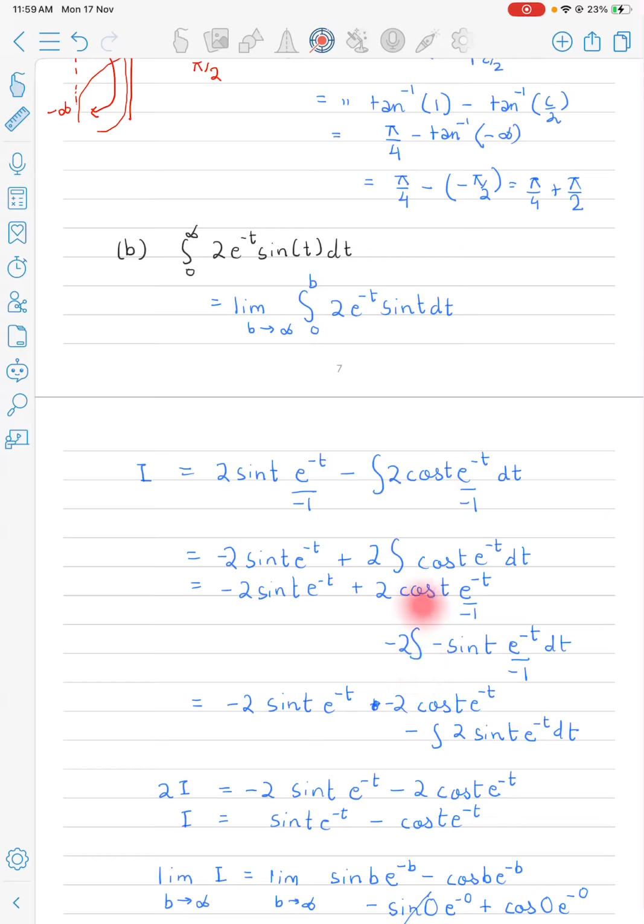This time also I am taking one to be the factor that is going to be differentiated. I'm going to take that as cos t, and I'm going to integrate e to the minus t. Okay, so that is what I'm going to do in integration by parts.